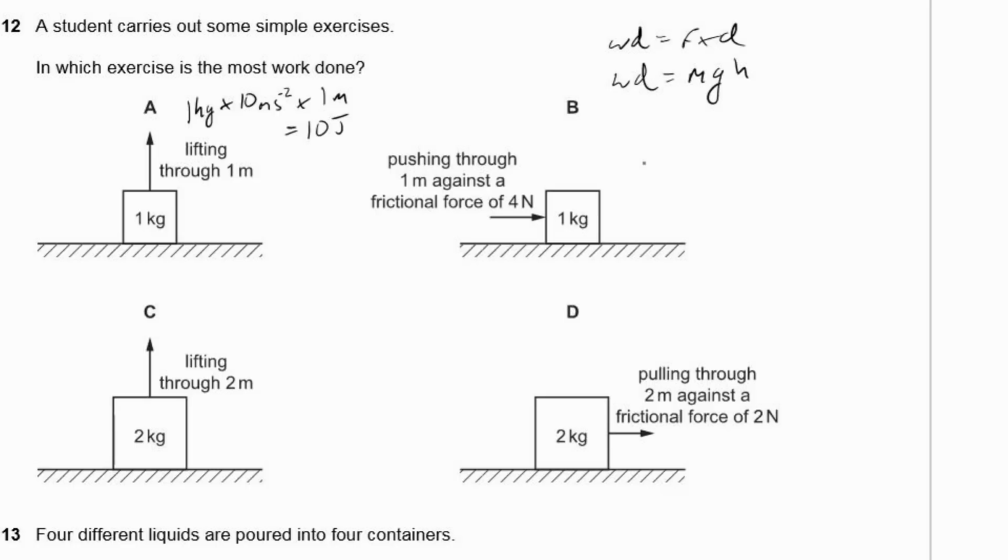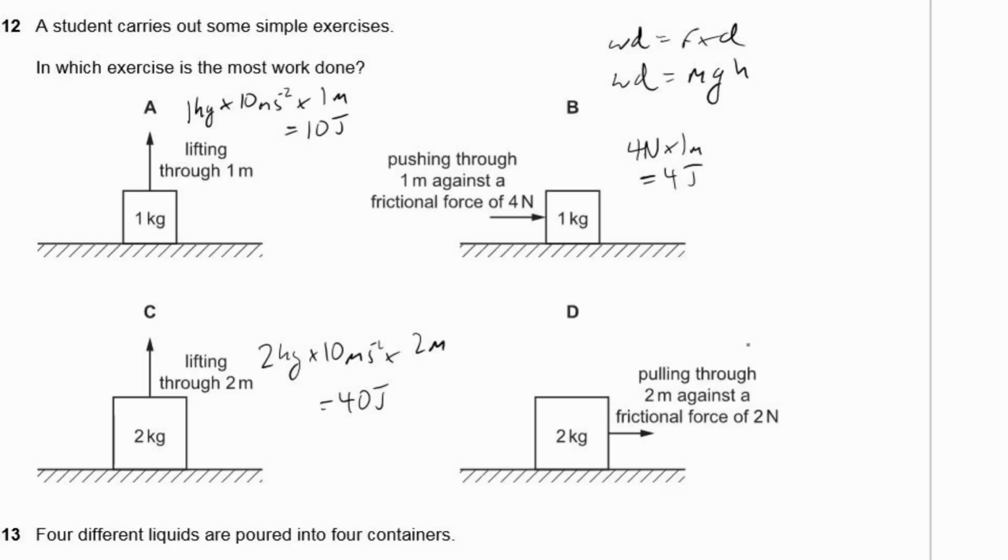Pushing through 1 meter against a frictional force of 4 newtons. Okay, the force times distance, that's going to be 4 newtons times 1 meter, which is in fact 4 joules. C, lifting 2 kilograms through 2 meters. Well, 2 kilograms times 10 meters per second squared times 2 meters is 40 joules. Oh, that's out in the lead at the moment.